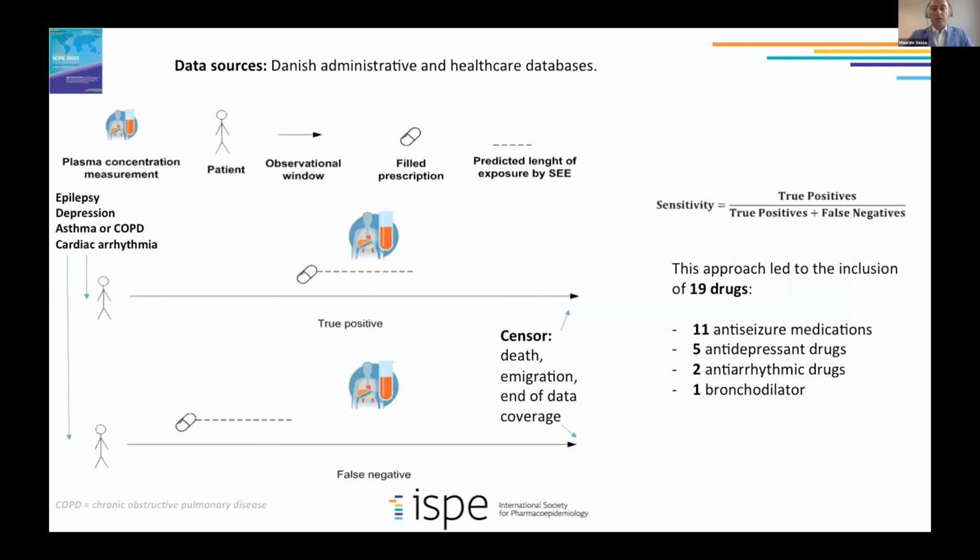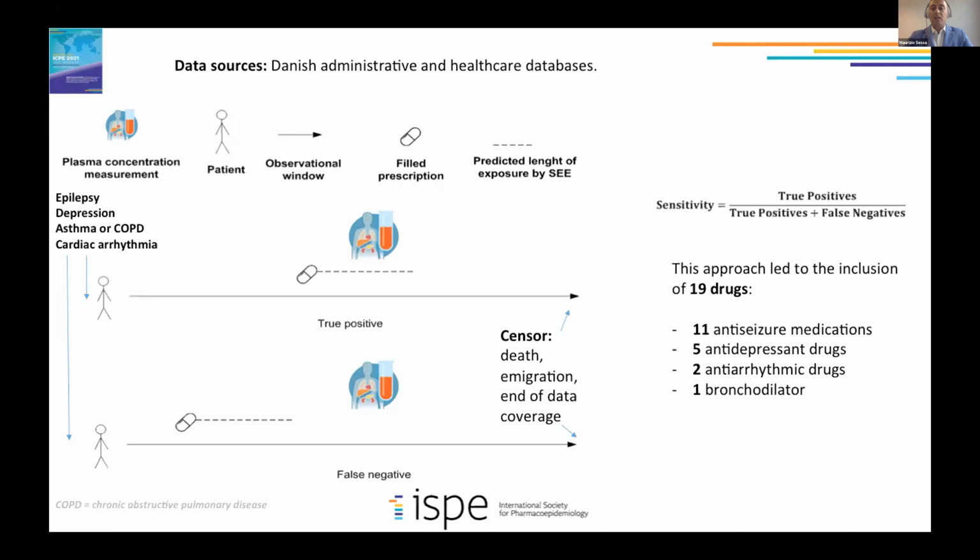Then we want to assess the method in real-world data. Because we don't have the real duration, we had to use a proxy of true status of exposure. And we used the therapeutic drug monitoring of drugs, which means that individuals underwent plasma concentration measurement, and the drug was detected in their body. And we then applied the empirical estimator in real-world data on 19 different drugs from different drug classes and for different indications, from epilepsy to cardiac arrhythmia.